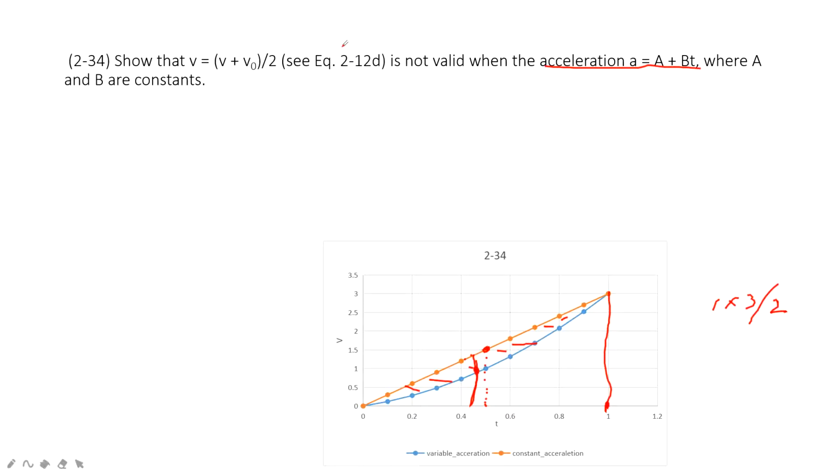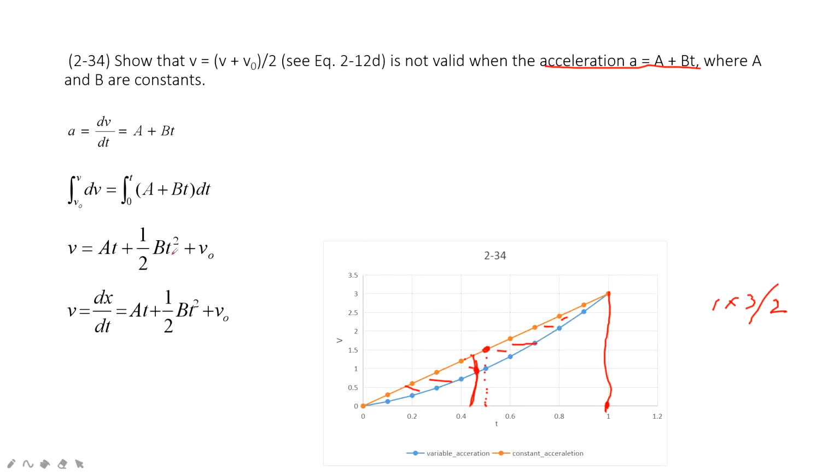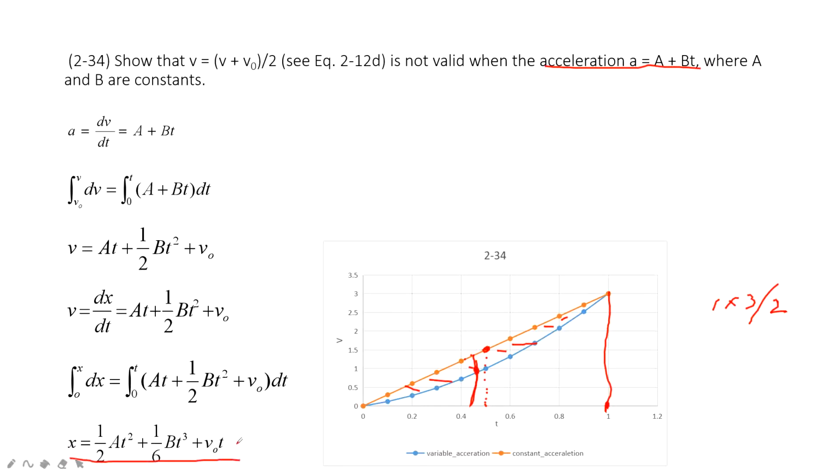Another way, we can solve the equations. Because we know the acceleration is changing with time, acceleration is the derivative dv over dt, equal to a plus bt. Then we can do the integral. The initial velocity is v0, the final velocity is v, and the time goes from 0 to t, and then we do the integral. We find the velocity function looks like that. It is changing with time t. Agree? Yes. And keep going. Because the velocity is the derivative of the displacement, dx over dt, we put it there and do the integral again. And we find the displacement function looks like this one. We must remember, this is the displacement function for this changing acceleration.